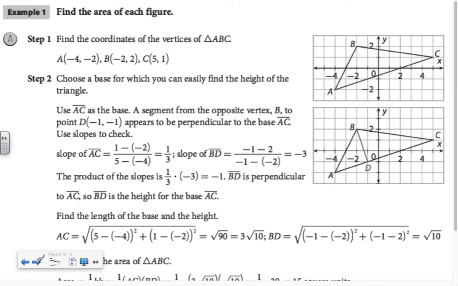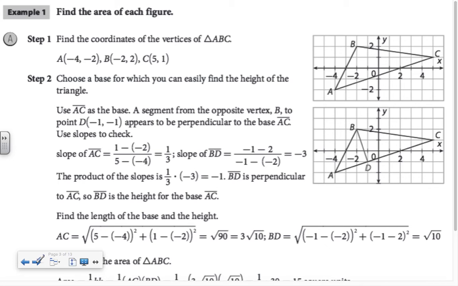In example 1, part A, they're finding the area of the figure. Now, I'm not terribly fond of the way that they did this. I'm going to show you later on in the video how to use subtraction to find the area of a figure, and I think you would find that to be a lot more intuitive and easy than the process that they've used here. They're using the fact that the area of a triangle is 1/2 base times height.